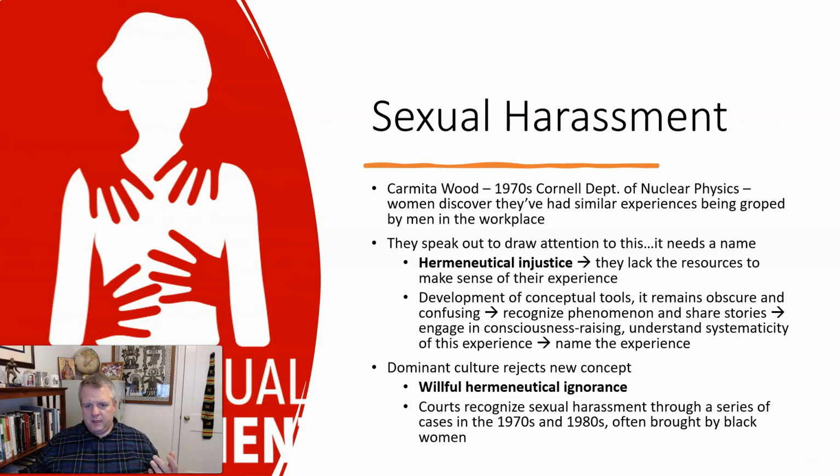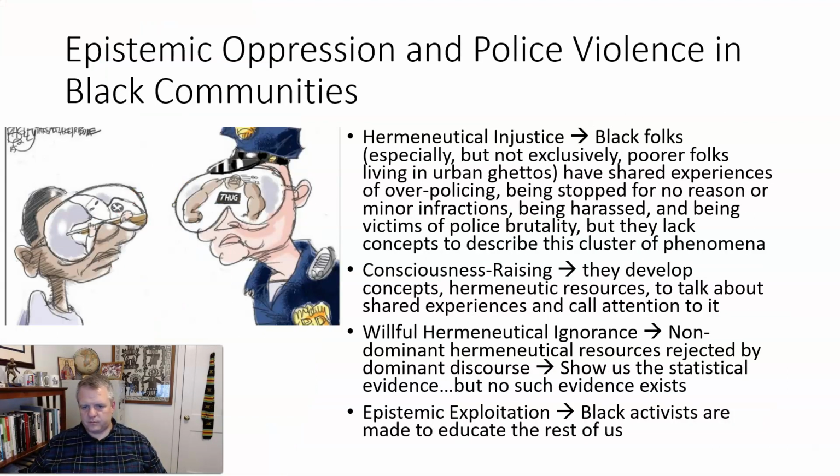So sexual harassment gives us, we saw where standpoints matter, and now we've got these ideas of hermeneutical injustice and willful hermeneutical ignorance that go along with this. The last example I want to look at briefly is not an example that Toole gives us, but it's one that is really relevant here. It's epistemic oppression and police violence in Black communities.